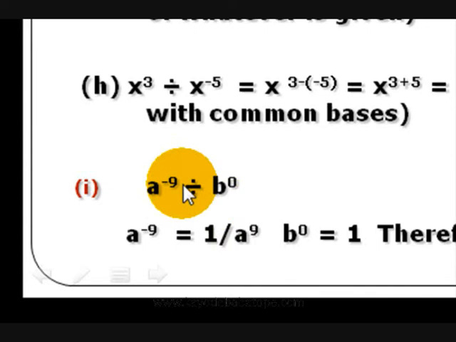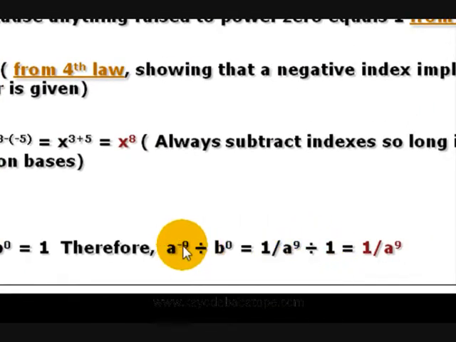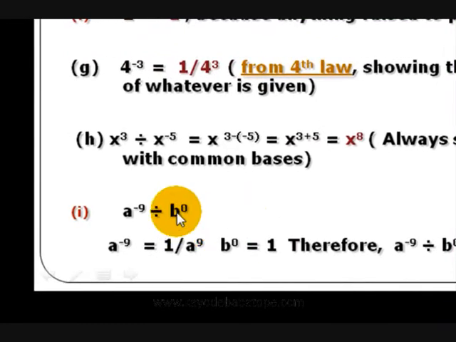But then, what is a raised to power minus 9? From the fourth principle, a raised to power minus 9 is the inverse of a raised to power 9. So a raised to power minus 9 equals 1 over a raised to power 9. So eventually you will have this expression give you 1 over a raised to power 9, because b raised to power 0 is already 1. I hope it's clear now.